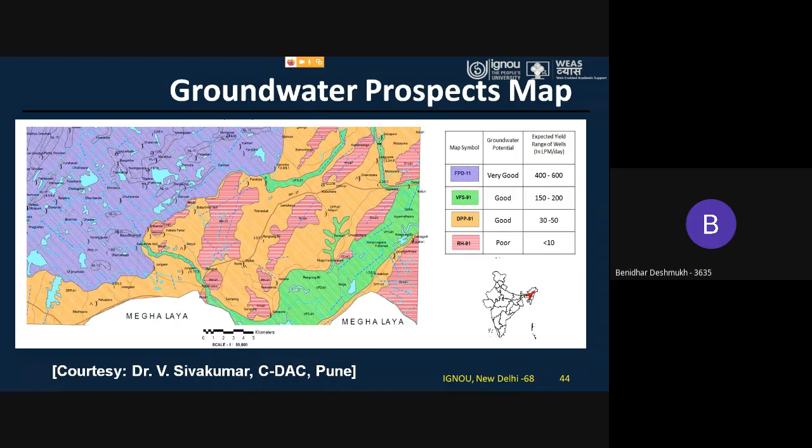That gives an idea about what is the groundwater prospect in this area. So this image was provided by Dr. Deshmukh in CDAC. And when we come to this, there are a number of thematic maps that have been used to derive this map: the landforms map, the geological structures, the rock types, soil type, etc. There are a number of factors that have been used to come to this map.